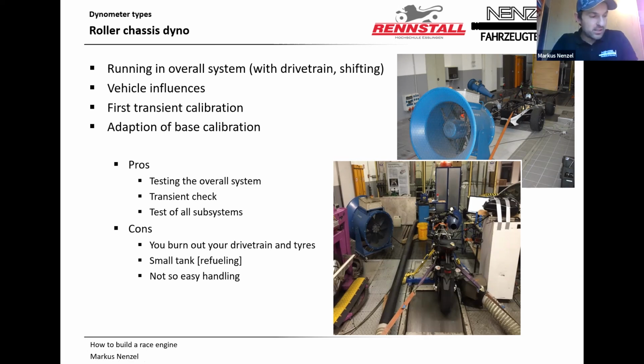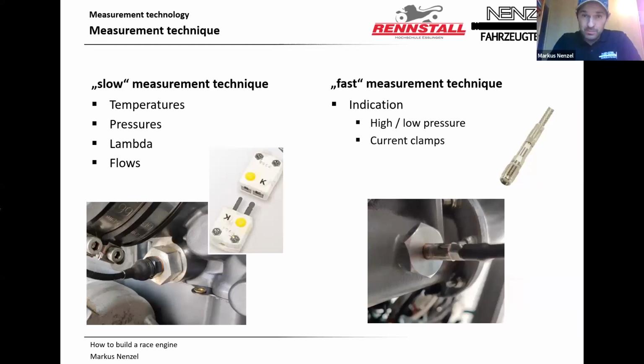Okay, some words on measurement technology. Like at the beginning, I call it slow and fast. This is just my own nomenclature, but what I mean is you have the slow measurement technologies. You measure temperatures, pressures, lambdas, and all this stuff. These are some examples, because you want to understand or compensate for the pressures and the temperatures.